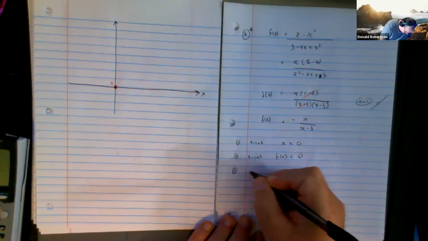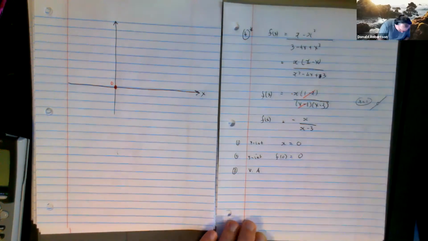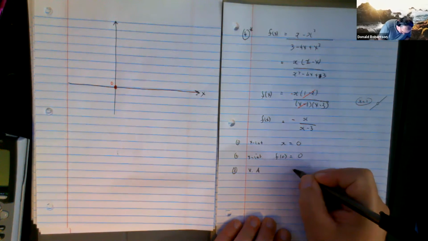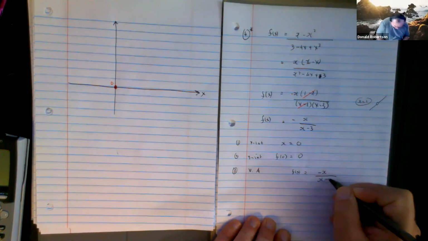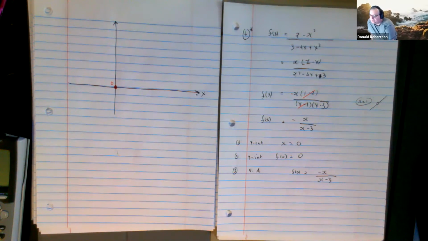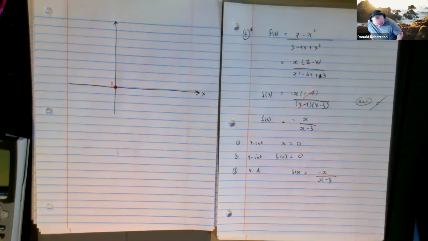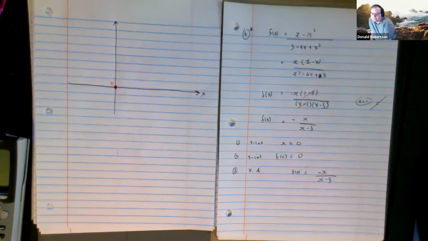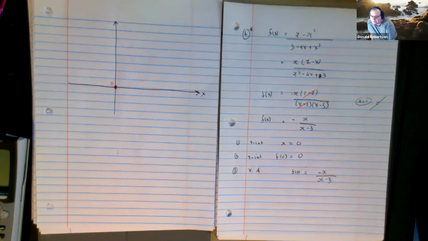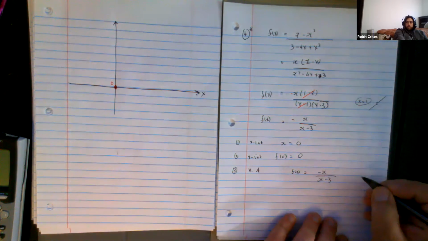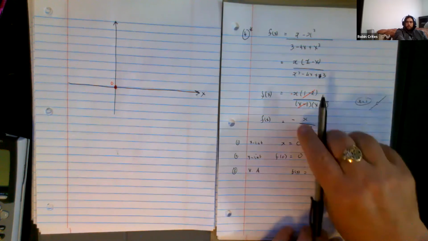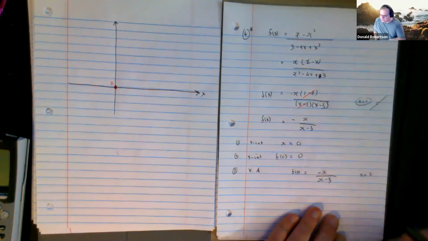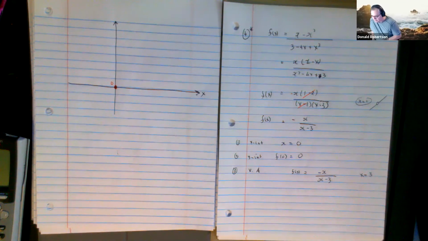Now, vertical asymptotes. Does this thing have a vertical asymptote? Yes. Where is it? What's the equation of this guy's vertical asymptote? Y equals 3. The right number, the wrong variable name. X equals 3. Yes.